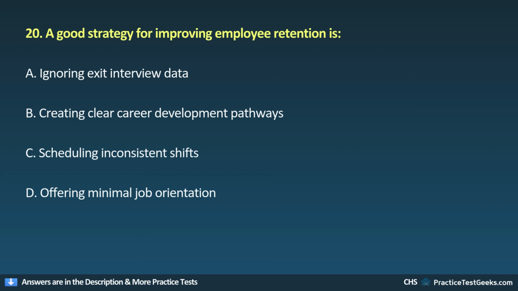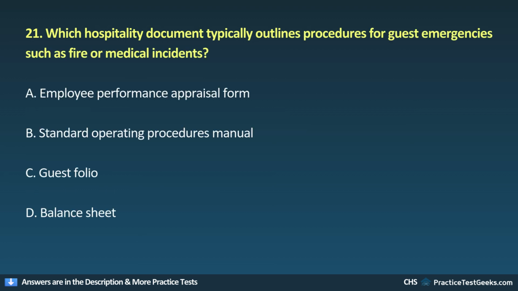A. Ignoring exit interview data. B. Creating clear career development pathways. C. Scheduling inconsistent shifts. D. Offering minimal job orientation. 21. Which hospitality document typically outlines procedures for guest emergencies such as fire or medical incidents?